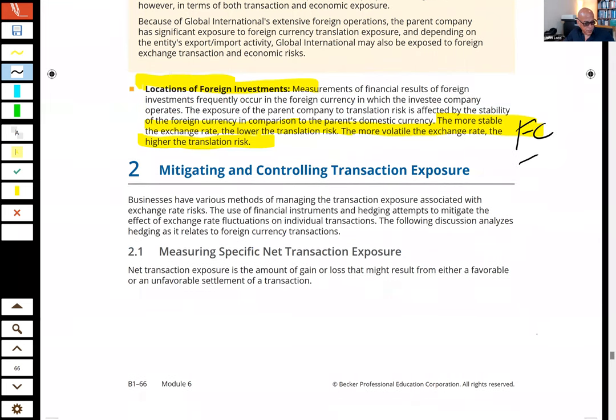So we understand what some of these risks are. We're going to go ahead and take the break right now, and then we're going to come back and start to talk about some different ways that we can mitigate these different exposures that we've talked about. Really, we're not going to talk about mitigating translation risk because it's a function of how involved you are, but we can mitigate some of the transaction exposure that we've been talking about.